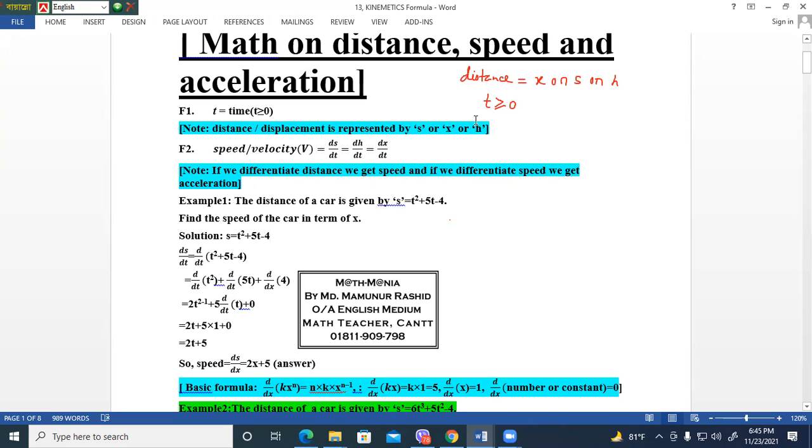Then you see, this part is very important for you. You see the note that is blocked by red marking. It means if we differentiate distance, we get speed, and if we differentiate the speed, we get accelerations. There's an example given here.